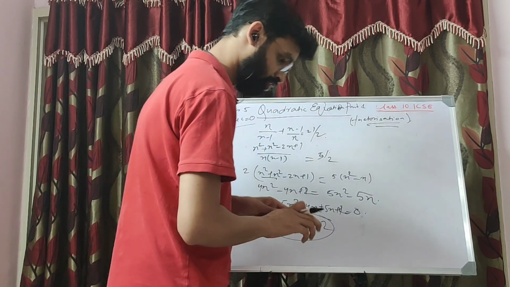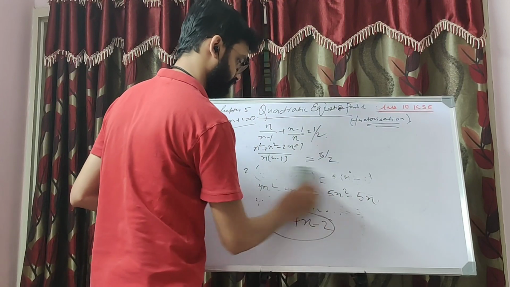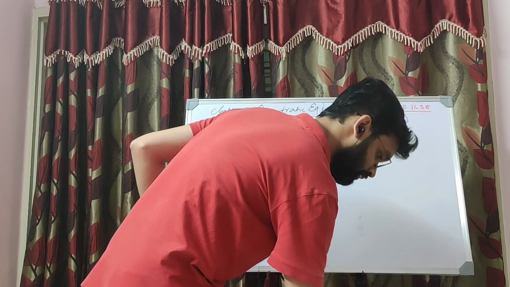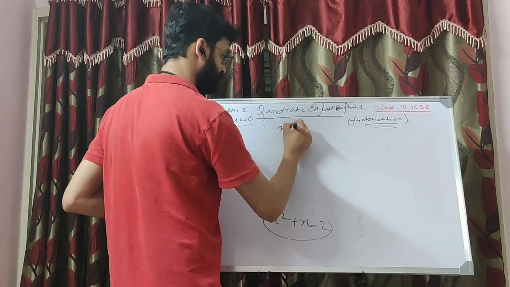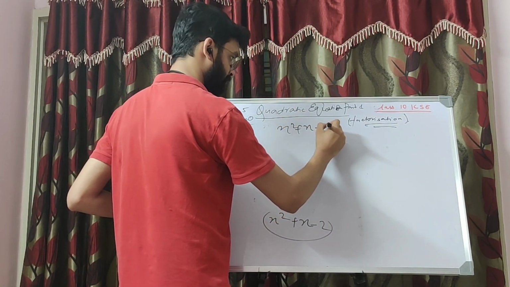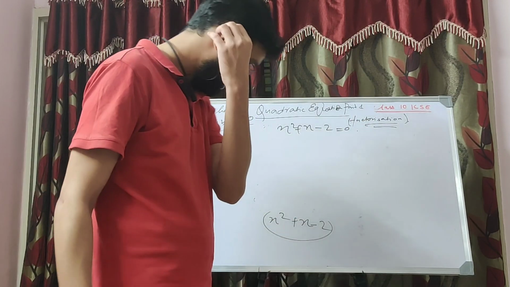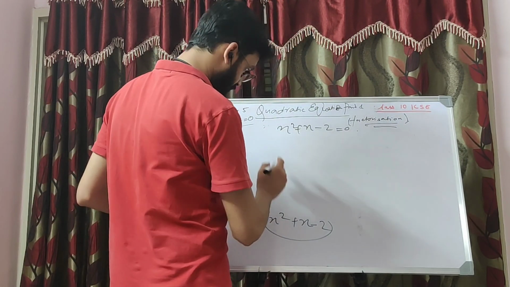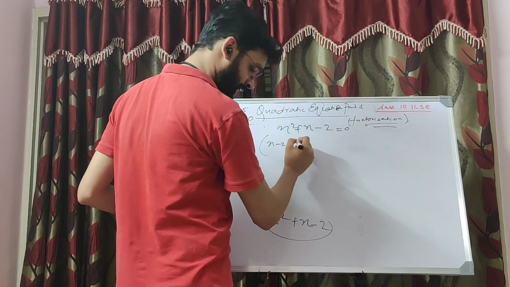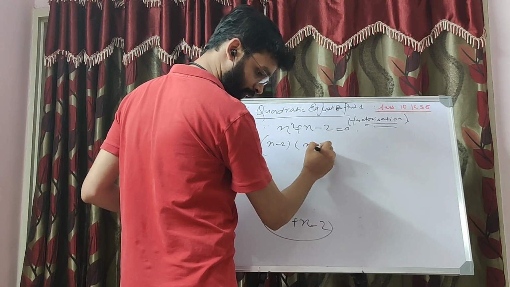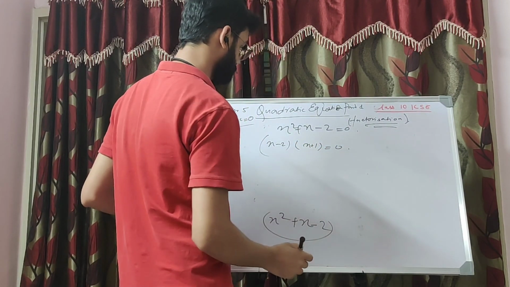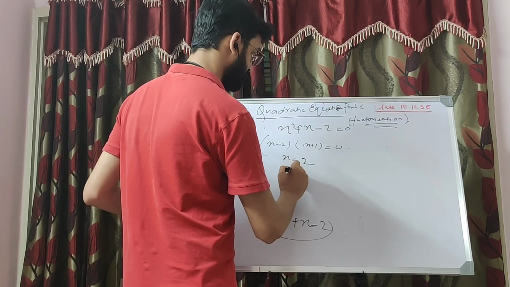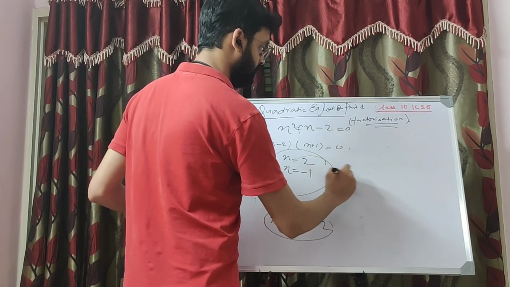So I'll keep this and delete everything so I can solve this further. That is, I got this as a value, x square plus x minus 2 is equal to 0. So I can also write this as x minus 2 and x plus 1 is equal to 0. When we take it as a middle term, my value here will be x is equal to 2 or x is equal to minus 1.